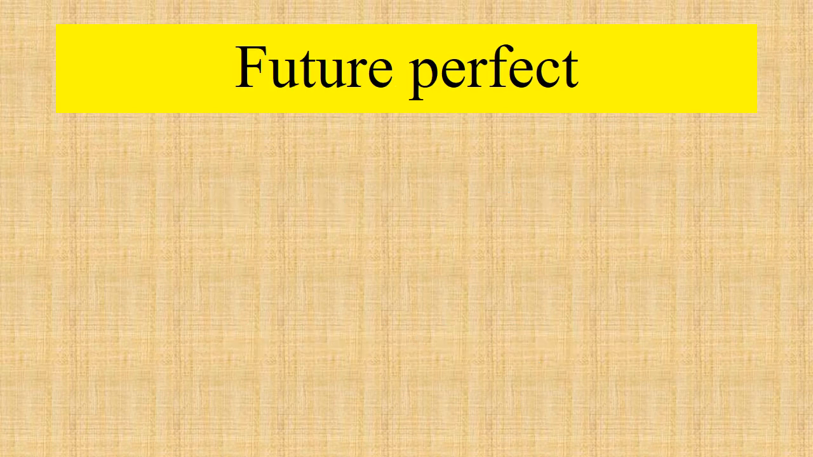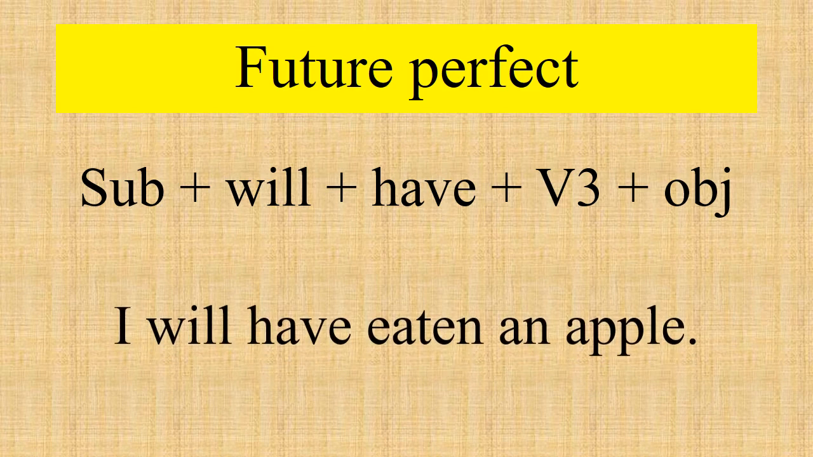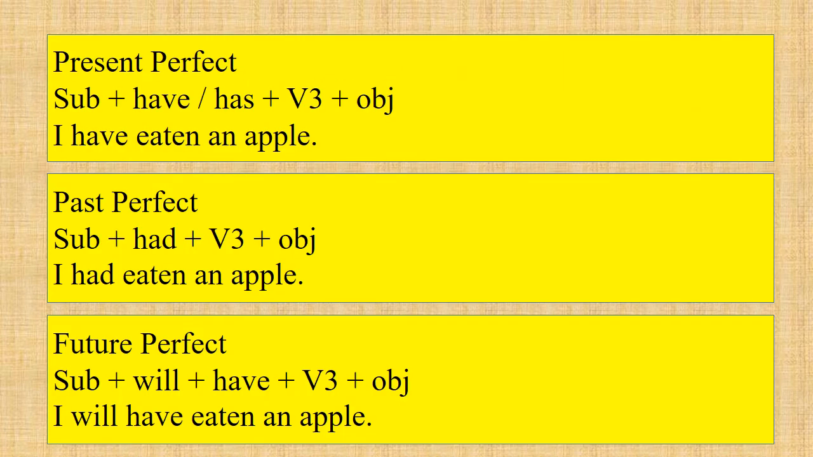Next is future perfect. The formula for future perfect is subject plus will plus have plus V3 plus object. Let us look at the example. I will have eaten an apple. I is the subject, will, have, third form of the verb eaten, object, an apple. I will have eaten an apple.